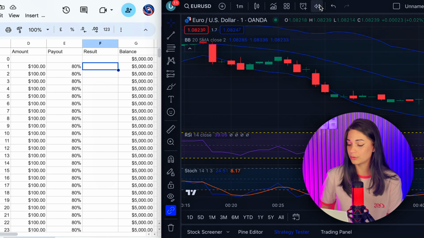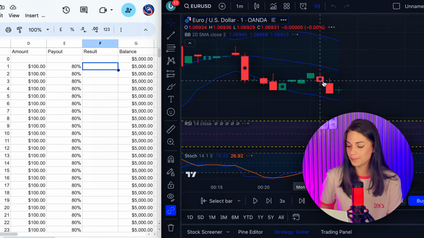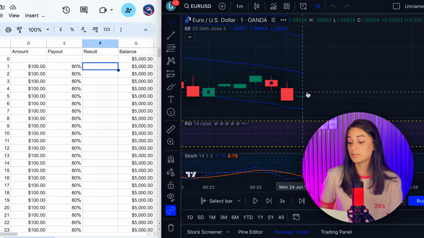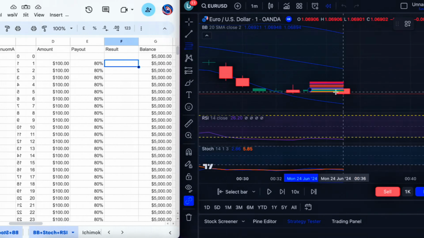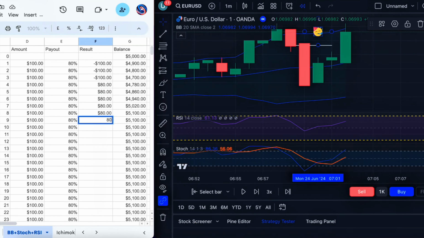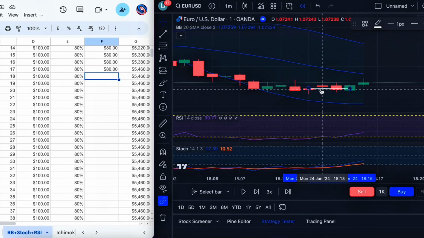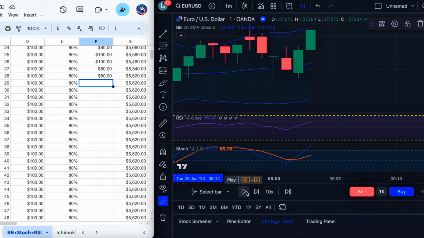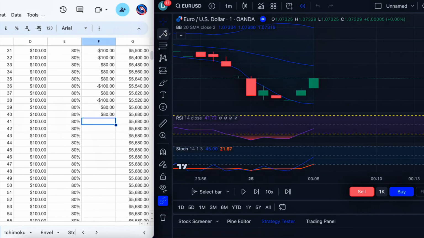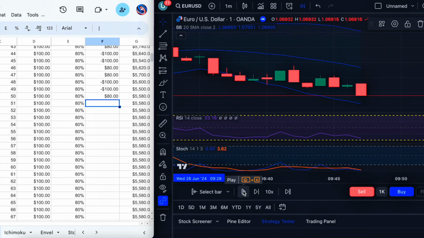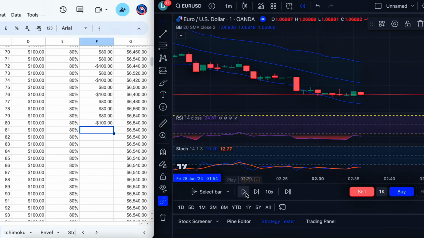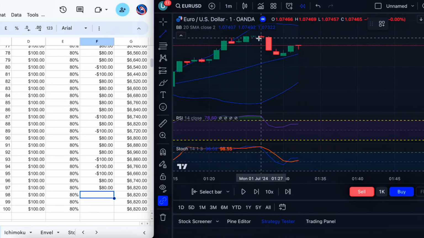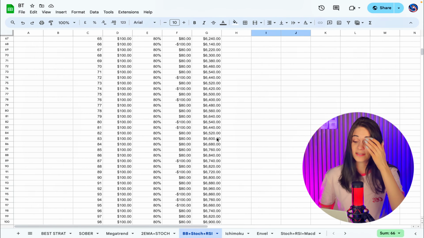So let's put it on replay somewhere from here. And of course, now I'm going to wait for our first entry point, and I'm going to do it at 10x speed. We're finally done with backtesting, goodness gracious.